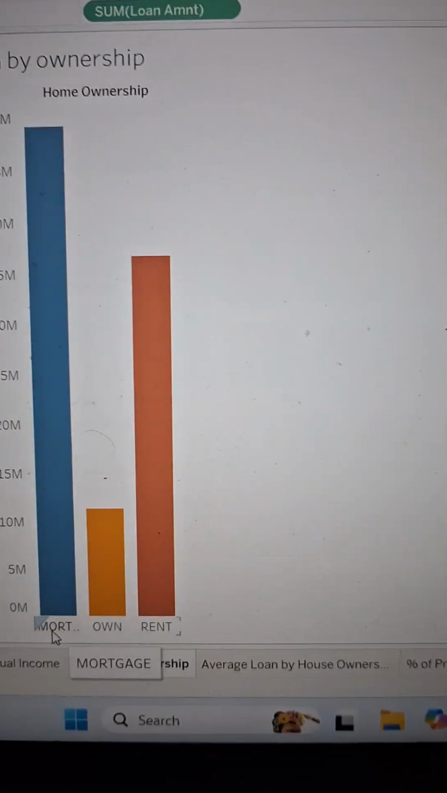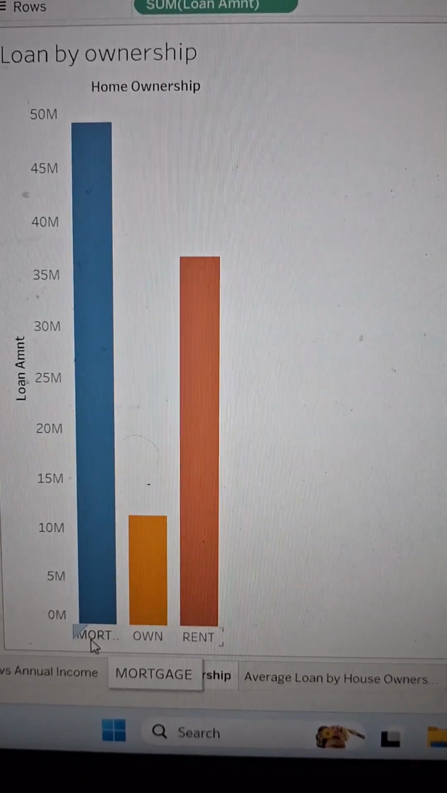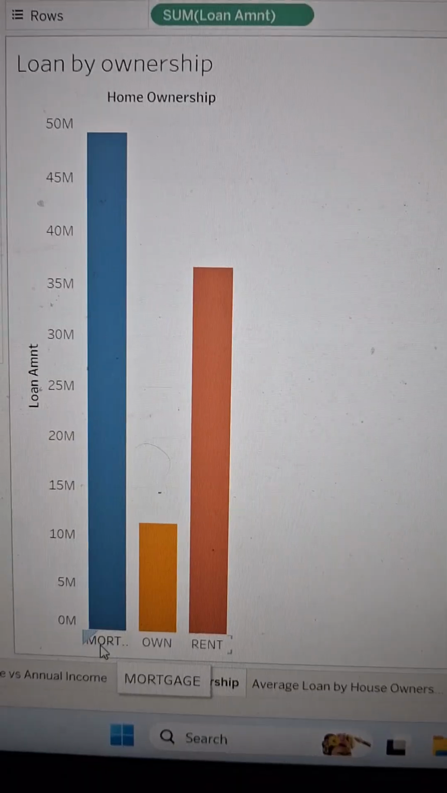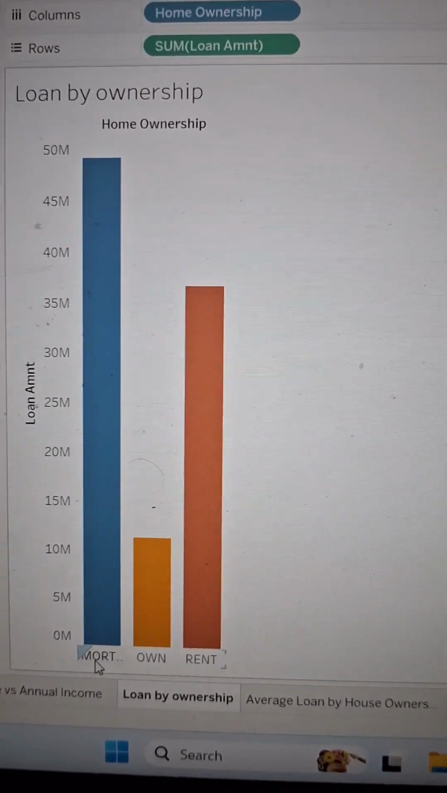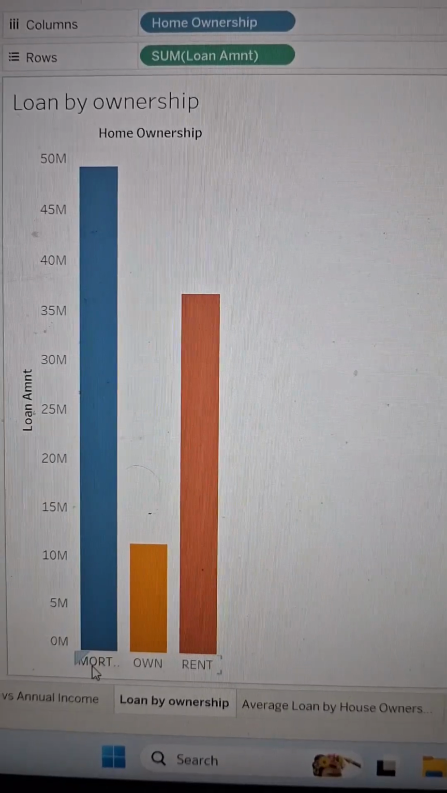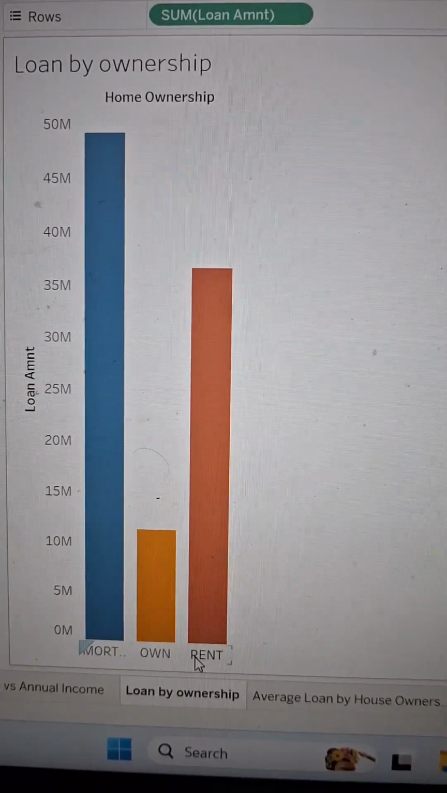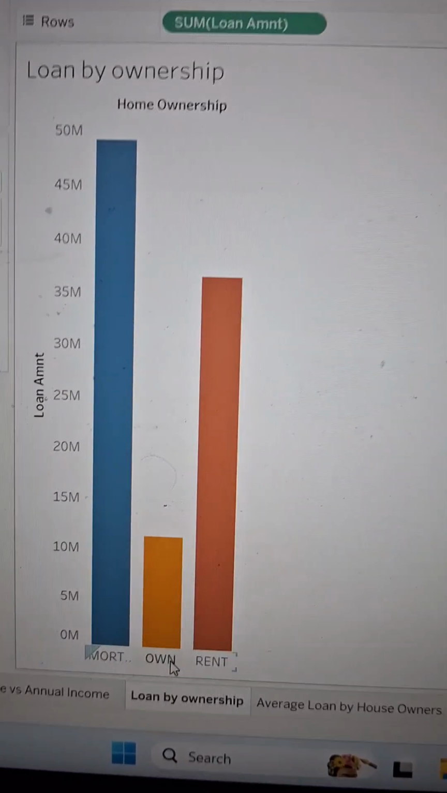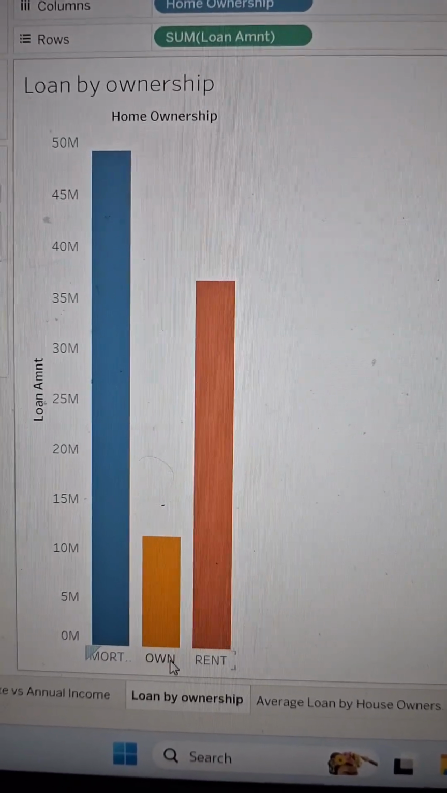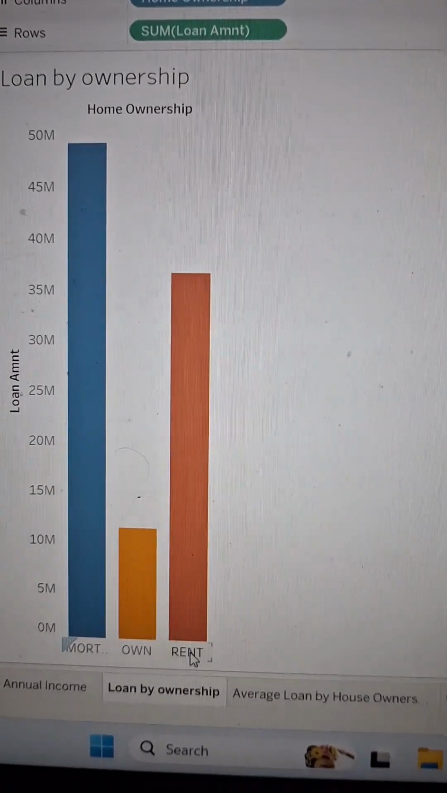In the mortgaged home section, there is a possibility that the clients have given their home as security to the bank and then taken the loan, or their home is mortgaged to some other financer or other person. From there they have borrowed the money, and also they are taking the loans from the bank. And in the own house section, these are the customers who have a home and have not mortgaged it to anyone. And in the rented house section, we have the people who obviously don't own a home.